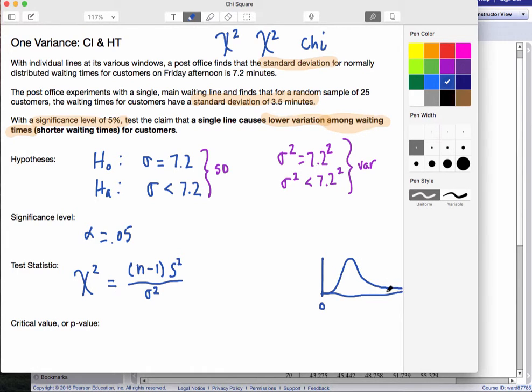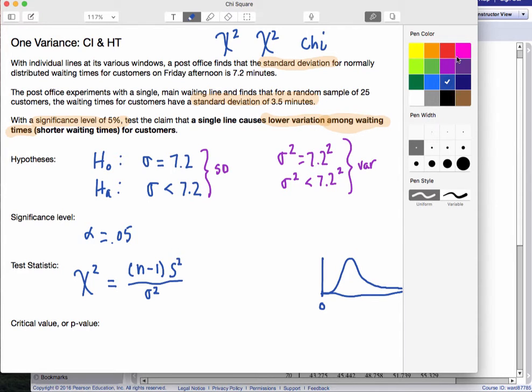What does happen though, the larger the sample size, the more normal that this curve is going to look. It won't ever be perfectly normal because it's cut off here at 0. And you can make sense of this 0 starting point as the minimum standard deviation. If you have data, the smallest standard deviation that you could ever have is 0. So our chi-square distribution starts at 0.